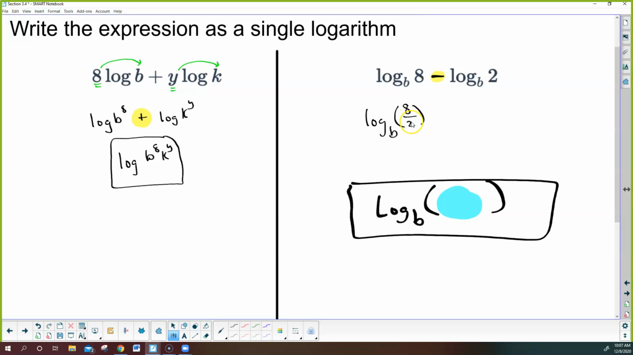Well, 8 over 2 can just be reduced down to 4. 8 divided by 2 is 4. So this is the condensed answer. And we do want to take a look at if we are able to reduce 8 divided by 2, then we can do that. Sometimes it's just variables, so we can't.